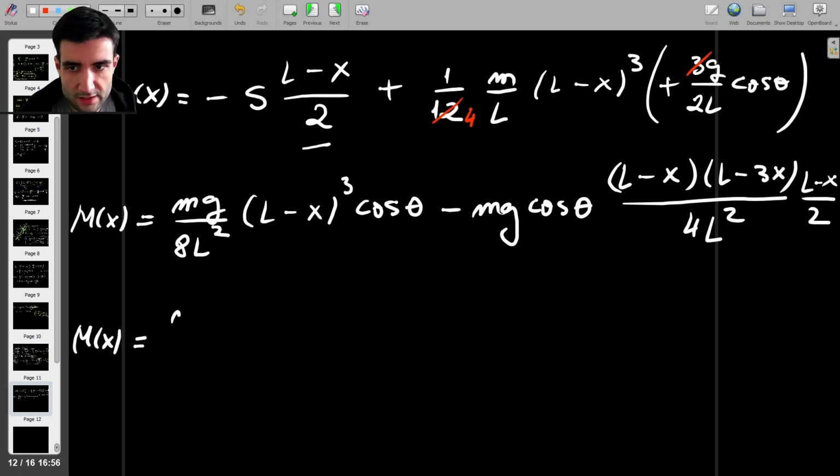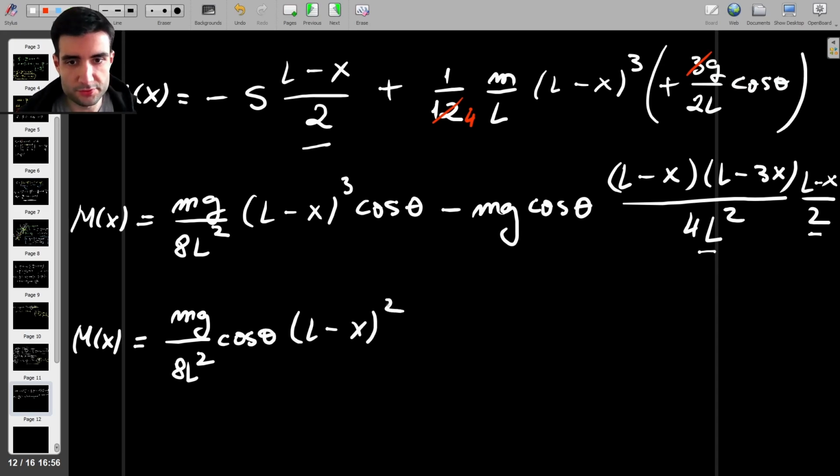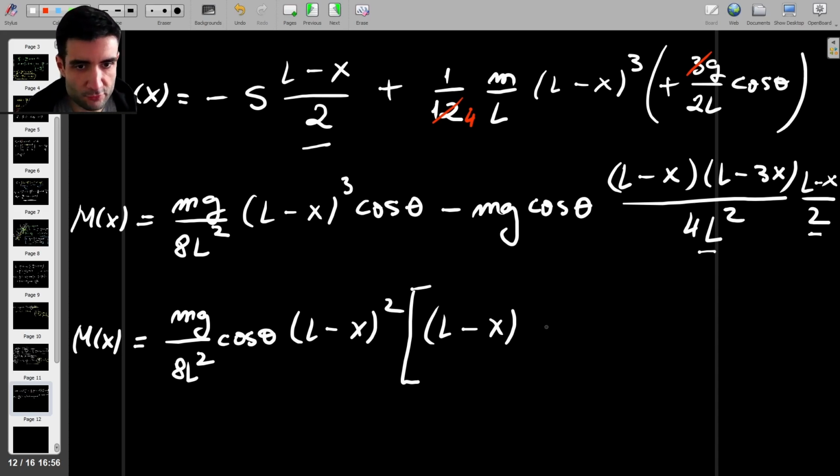So first of all, we have mg over 8L squared in both terms, right? Because we have a 2 and we have a 4L squared, so this is 8L squared, and we have a cosine as well. And we have an L minus x squared in both terms. So now I'm going to open some square brackets. From the first term, we have L minus x, and from the second term, we have L minus 3x, if I'm not mistaken. I think that's the only thing we have. So L minus x and L minus x, they go. So we're only left with L minus 3x, and that's it.